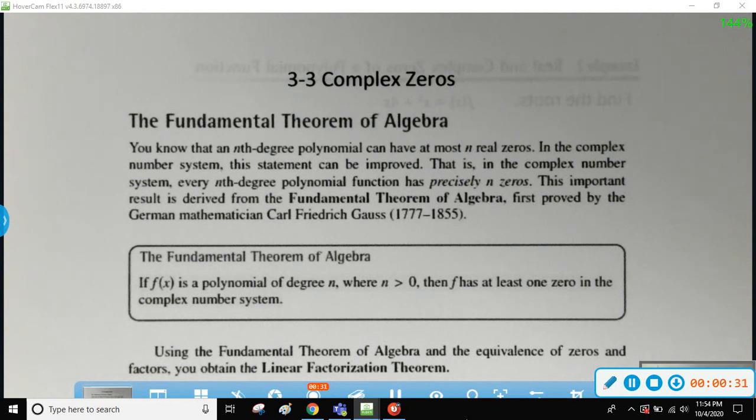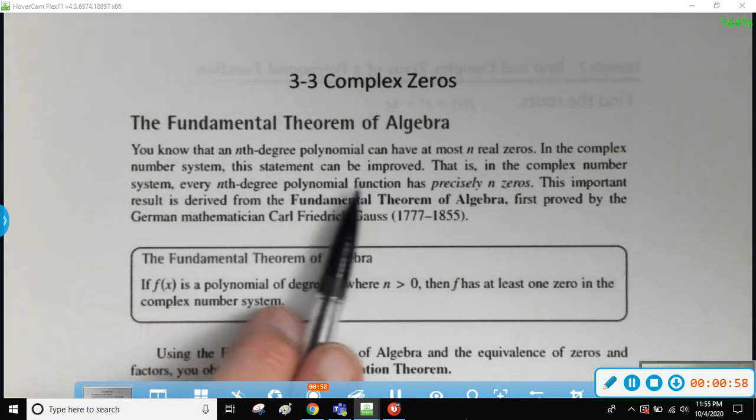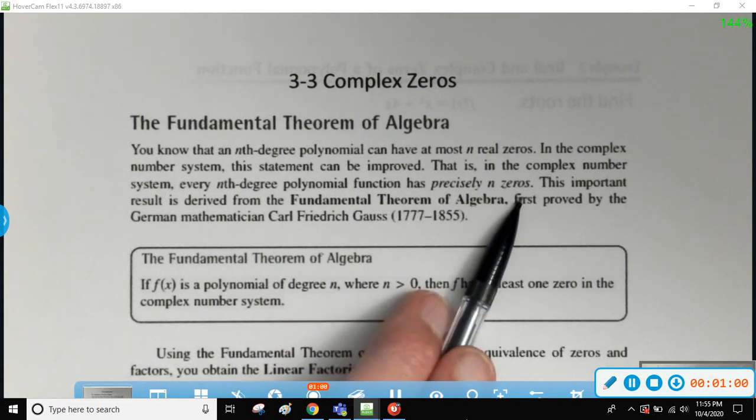And we said if it hits at 1 point, just at the vertex, it's got 1. And we said that if it's translated up and does not hit the x-axis, then it doesn't have any zeros. Well, what we really should have been saying is that it either has 2, 1, or no real zeros. In the complex number system, then we can improve that statement to say that every nth degree polynomial function has precisely n zeros.